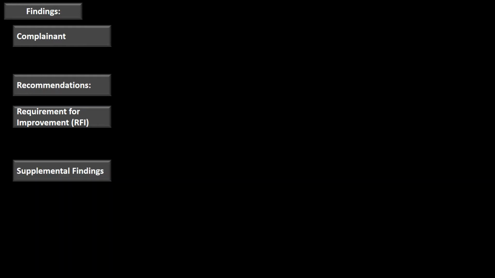So they can find that your programs are compliant, or they can make some recommendations. They can give you what's called an RFI, a requirement for improvement. They can have a supplemental finding, or there can be an opportunity for improvement. So these are the things they can find when they look at it. Now we've got to talk about what each one of these means.